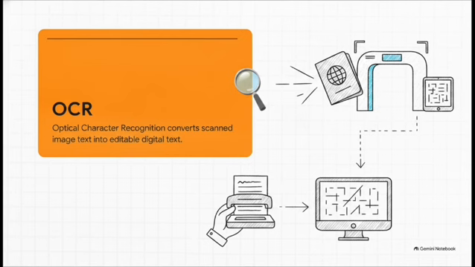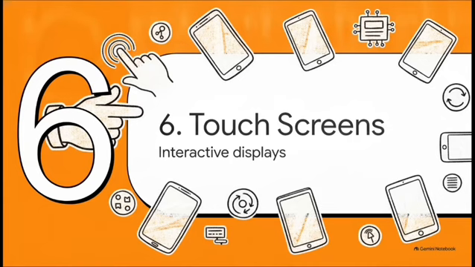Now, a brilliant application of 2D scanning is OCR, or Optical Character Recognition. OCR software doesn't just scan an image, it actually reads the letters, turning them into editable, searchable digital text. You've probably seen this in action at airport security. The e-gates use a 2D scanner combined with OCR to instantly read the printed text on your passport and verify your identity.